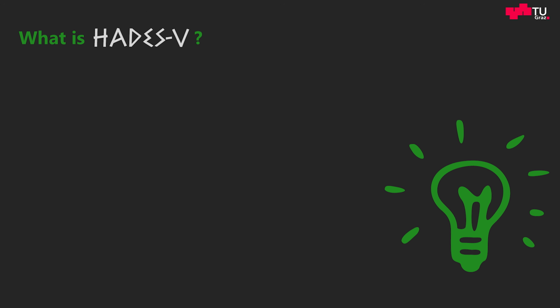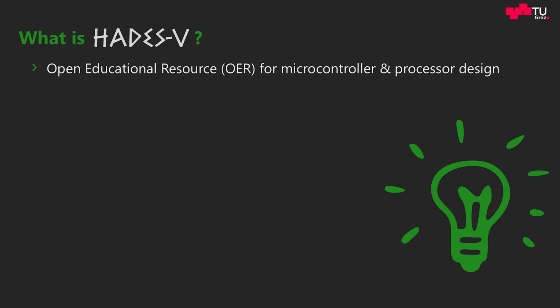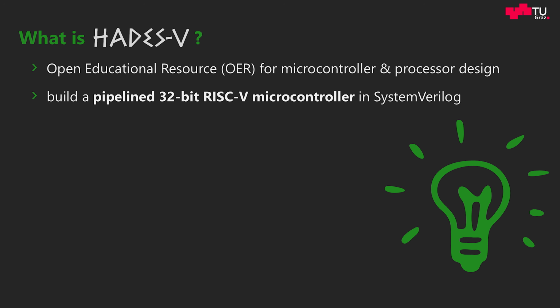Let me give you a quick overview. HaDes-V is an open educational resource, so it's fully open, free to use, and designed for the global RISC-V community. During the challenge, you'll build a pipelined 32-bit RISC-V microcontroller in SystemVerilog. You'll go through the classic 5 stages: fetch, decode, execute, memory, and writeback, and connect everything into a working system.